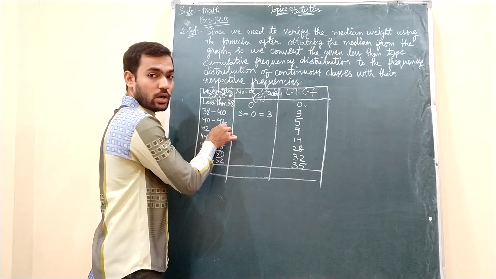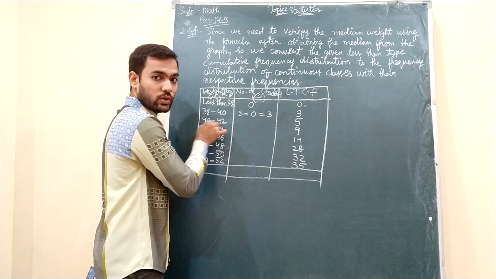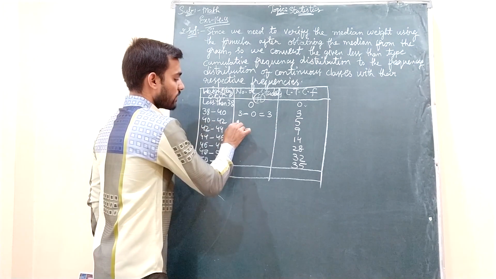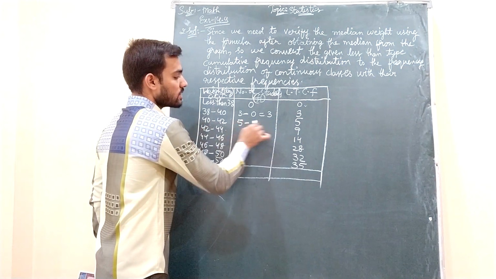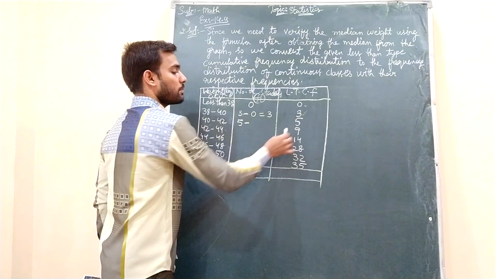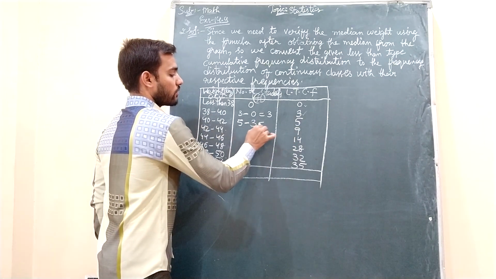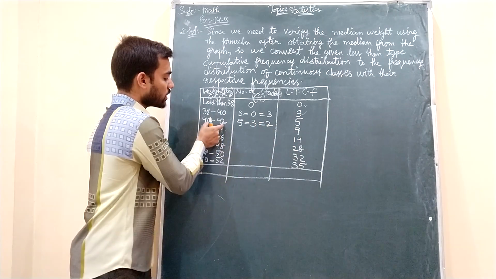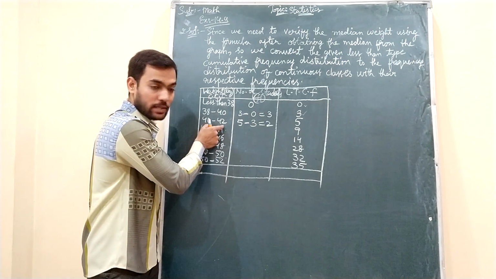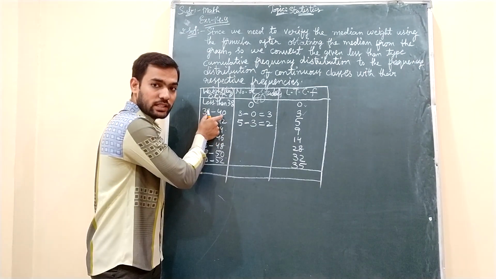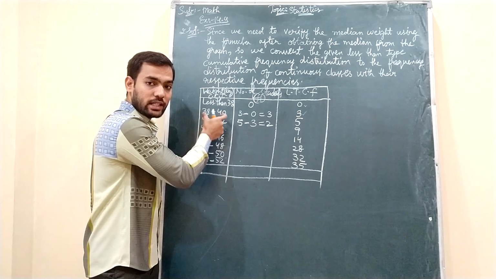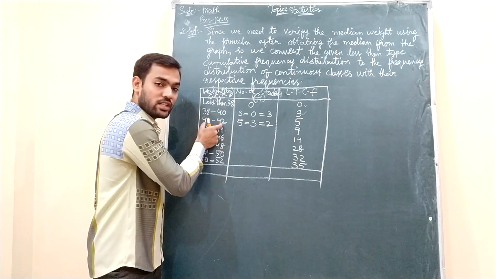Then for this one, how many students are there in between 40 to 42 kg? I will take this 5 minus, from this 5 I need to subtract this upper cumulative frequency, that is 3. So 5 minus 3 is 2, which means there are 2 students who fall under this category, and there are 3 students who fall under this category. So when we are treating them separately, we are getting 3 students, 2 students.